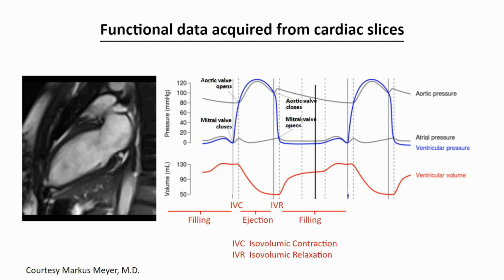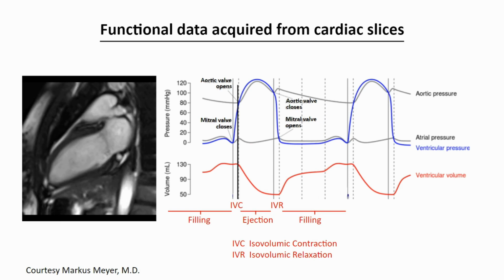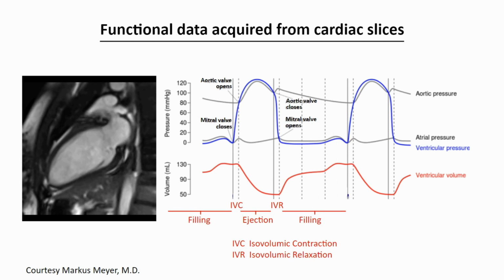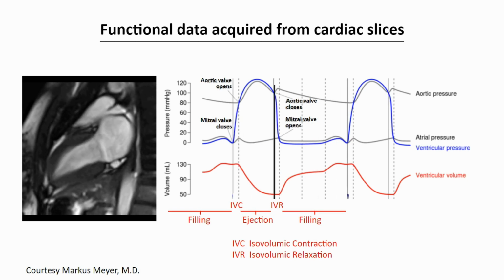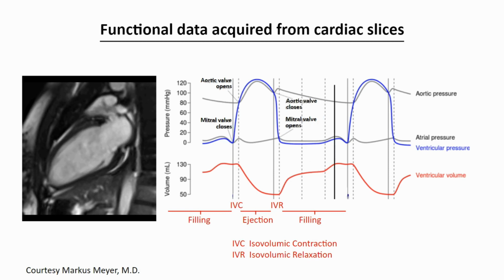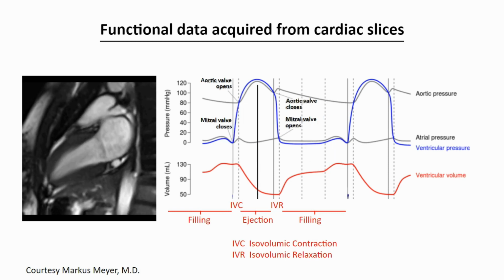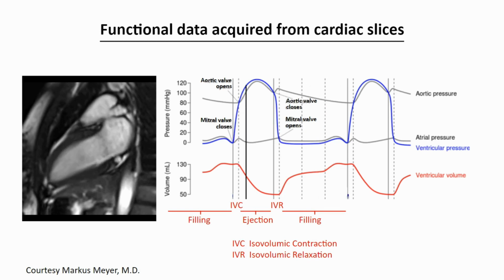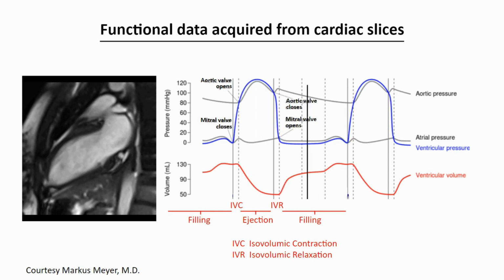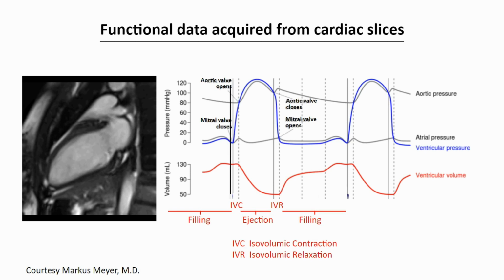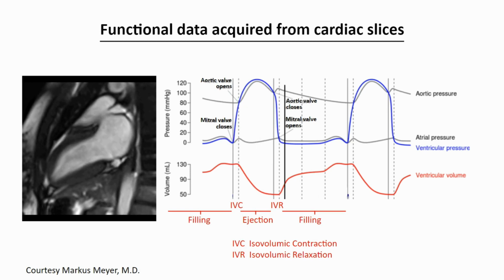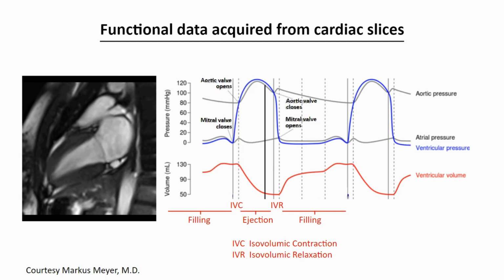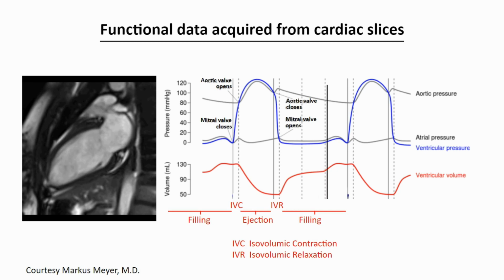So this audience is probably familiar with this relationship, but I would like to point out 4 phases of the cardiac cycle. When the contraction begins, the left ventricular pressure is too low to open the aortic valve, and the pressure in the chamber therefore rises without a change in volume, and this is called the isovolumic contraction phase, or IVC, noted here. And when the left ventricular pressure reaches the pressure of the aorta, the aortic valve opens, and blood is ejected from the left ventricle into the aorta. This is the ejection phase.